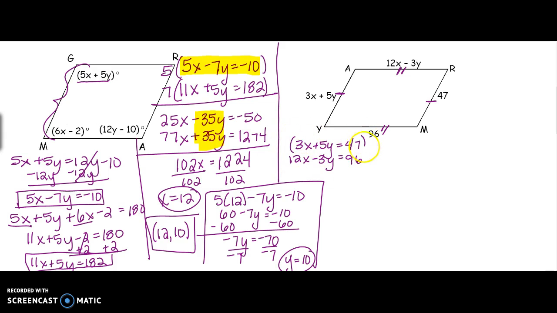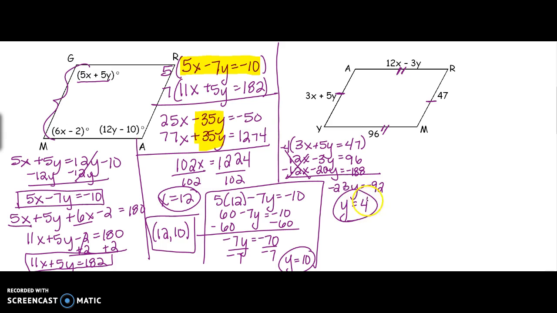I'm going to multiply the top equation, because 3 is a multiple of 12, by negative 4. So I'm going to keep this equation the same, 12x minus 3y equals 96, and I'm going to distribute the negative 4. So this would be negative 12x minus 20y, and 47 times negative 4 is negative 188. Your x's will cancel. Negative 3 plus negative 20 is negative 23y. 96 minus 188 is negative 92. And when you divide by negative 23, y is a positive 4, because two negatives make a positive.